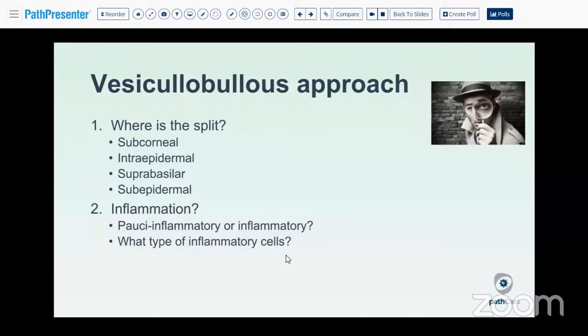When we look at vesicular bullous problems, really, it can get a little bit overwhelming. There are so many entities. One way to simplify it is to just ask two questions to start with. Where is the split? That can be either subcorneal, intraepidermal, suprabasal, or subepidermal. Is there inflammation? These processes can be either pauci-inflammatory or inflammatory. If they are inflammatory, what type of inflammatory cells do we see?